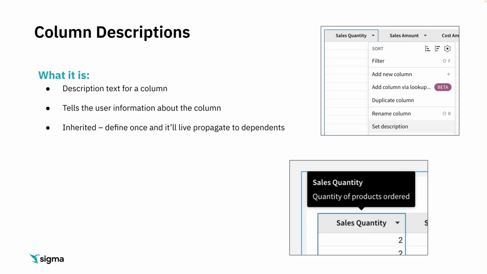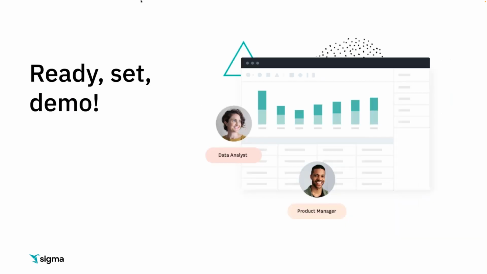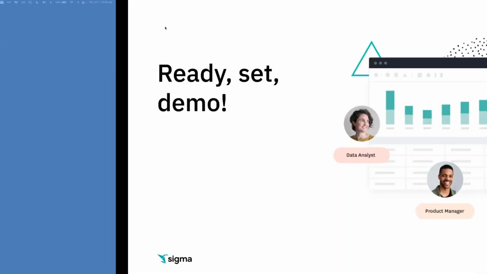And one of the cool things about this feature is that it will inherit the column descriptions into all the dependent objects. And I'll show you what that looks like in the demo here. So the benefits of column descriptions are it gives you context. You know what you're looking at. It gives you business meaning. Like if I see gross profit margin, how is it calculated? What does it mean? And it provides a common language.